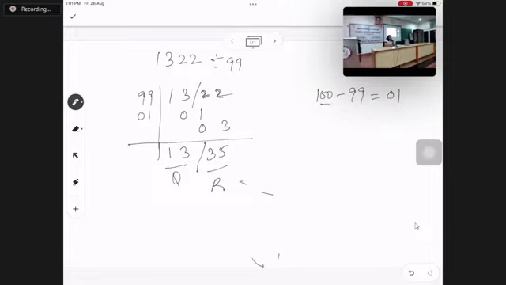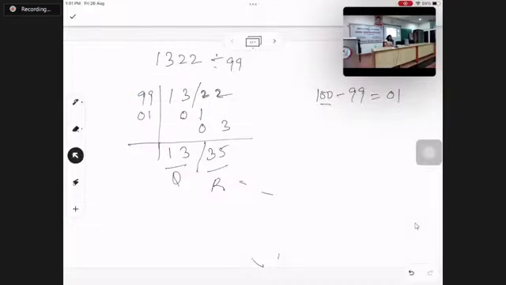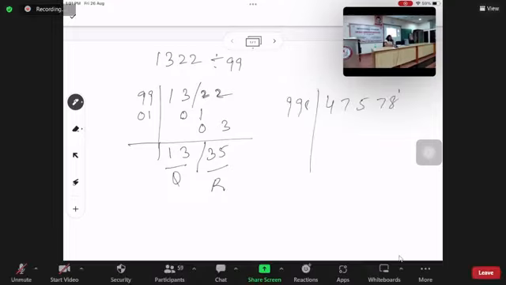So 0 plays a very important role. You cannot neglect 0, because if you neglect 0, what would happen? 1 is there. So when you multiply by 1, this 1 would shift to here. It won't give you the correct answer. Now similarly, suppose you divide 47578 by 998.